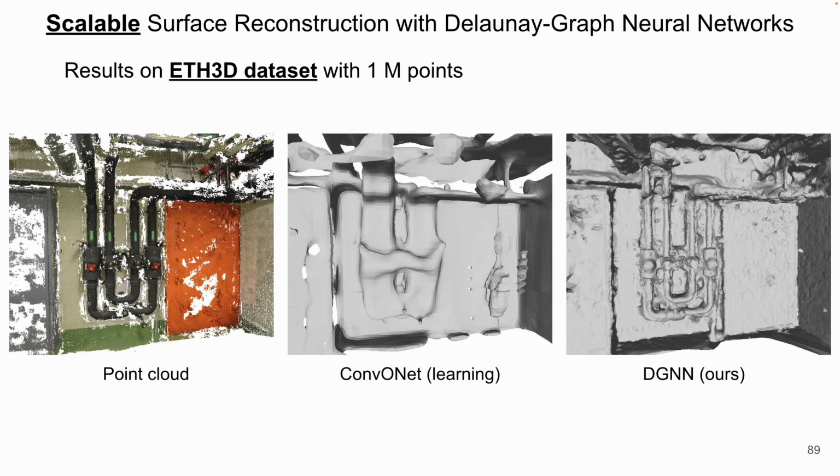And here we compare again to convolutional occupancy networks, which has a sliding window mode to scale to larger scenes. But again, as we've seen before, it doesn't generalize well to unseen objects.